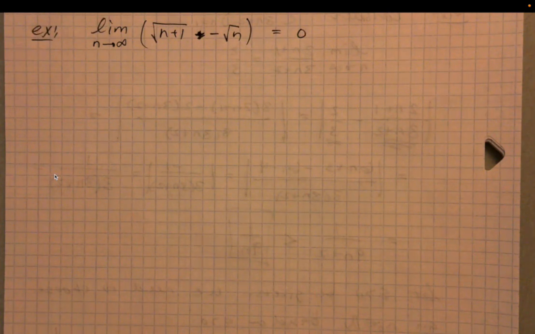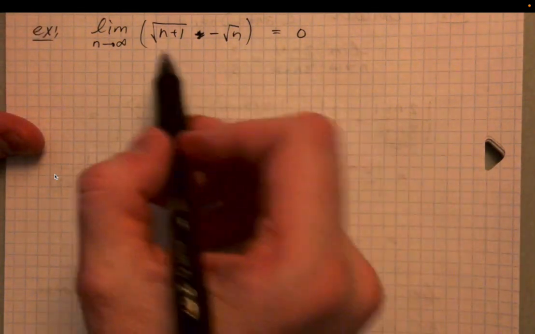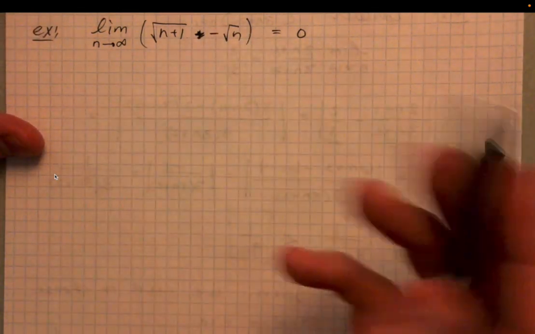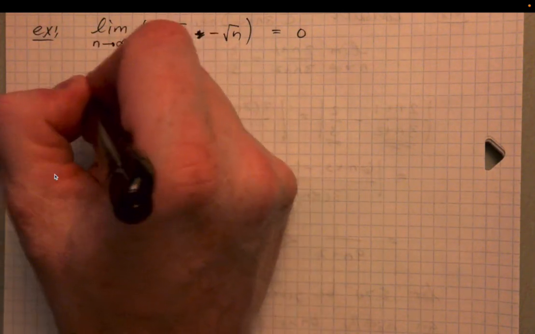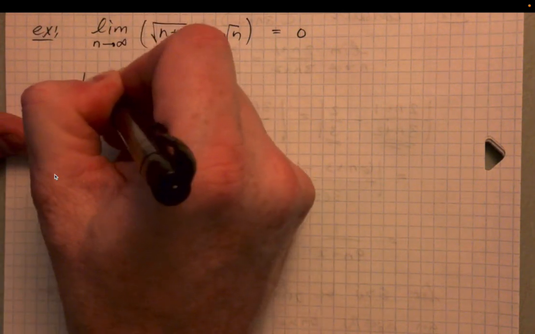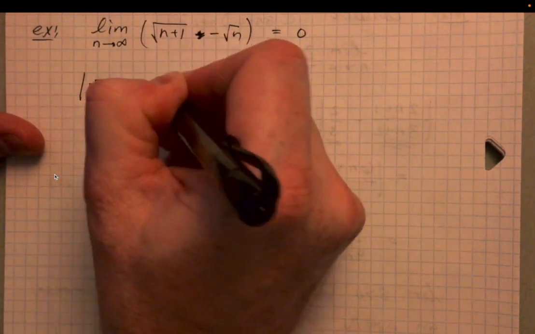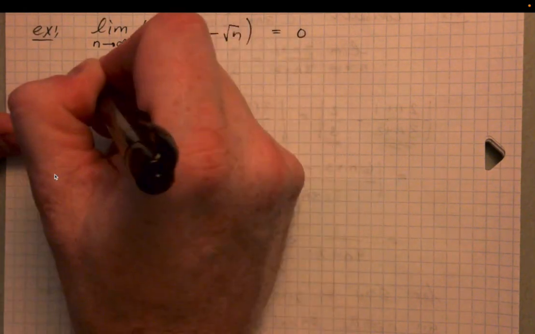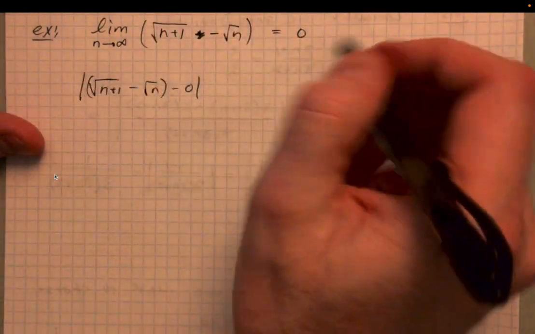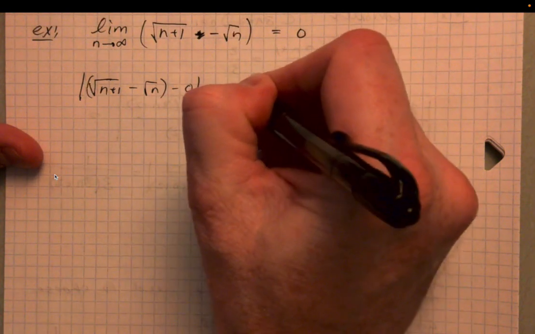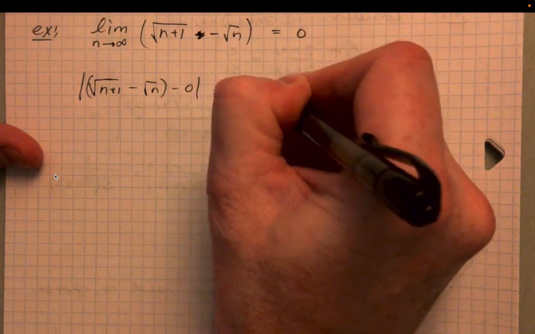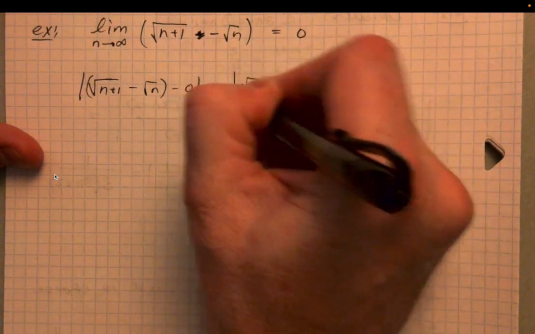Can we prove that this converges to 0? Well, let's again start by noting what the absolute value between the nth term and the limit is. So the square root of n plus 1 minus the square root of n, minus 0, right? So this is the nth term, minus 0 is the limit. Well, that's just the square root of n plus 1 minus the square root of n.